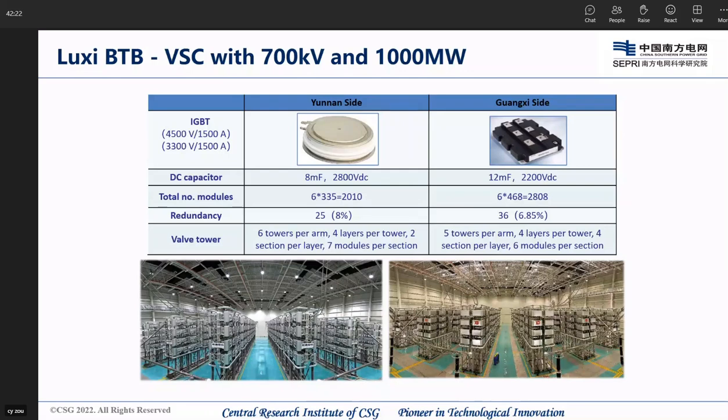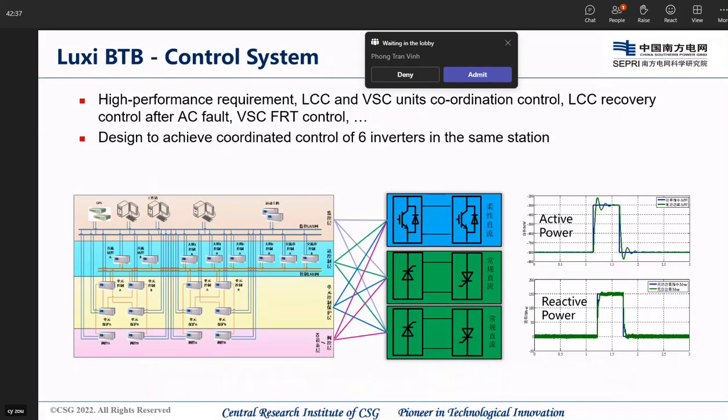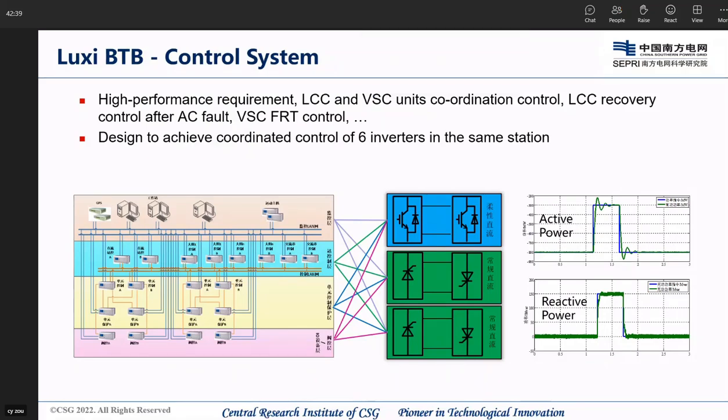This is a comparison of the Yunnan side and Guangxi side. Except for the IGBT difference, the DC capacitors in the Guangxi side are much bigger because the rated voltage of the capacitor is lower. A newly designed control structure is used in the project, helping LCC and VSC to coordinate with each other and obtain the best performance.